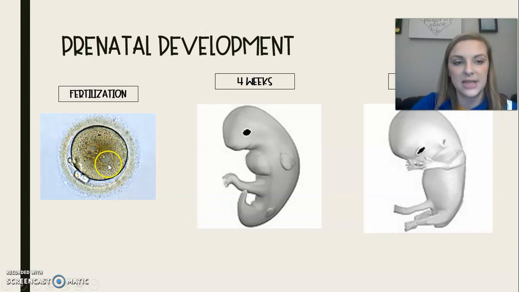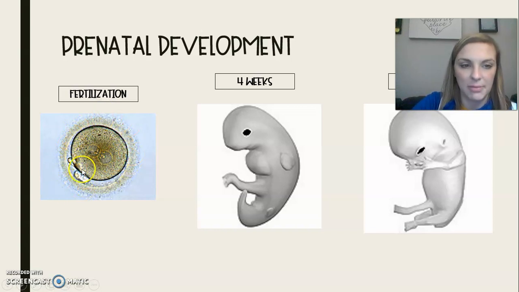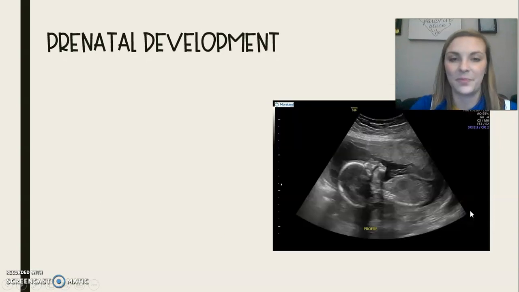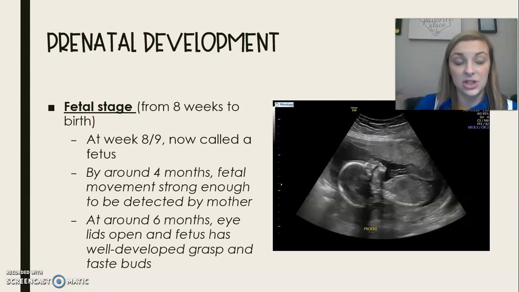So at the moment of fertilization, this is what it looks like. Right here is the egg, and the sperm has entered into it. You can already see some of the cells are starting to divide. At 4 weeks, it looks like a tadpole, right? Here's a tail that eventually will form into legs. And then at 8 weeks over here, it looks like a gummy bear or an alien, but you can definitely see arms and legs. Okay, the next stage is the fetal stage.